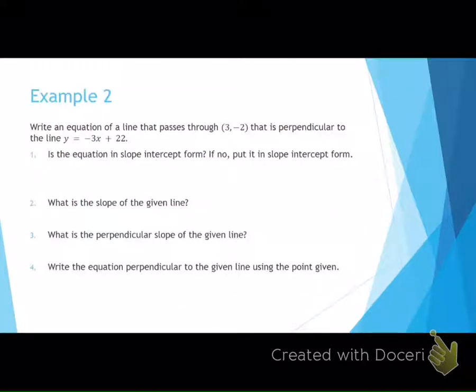All right. Write an equation of a line that passes through (3, -2) that is perpendicular, so make sure you're reading directions on your homework, to the line y = -3x + 22. We're going to go through those same steps we went through yesterday with parallels. So first thing, Cassie, is this equation in slope-intercept form? Yes. So do we have to get it into slope-intercept form? Okay, Cassie, what is the slope of that? Okay. So the next thing you have to do is take the slope from that line. That's all you need from that line.